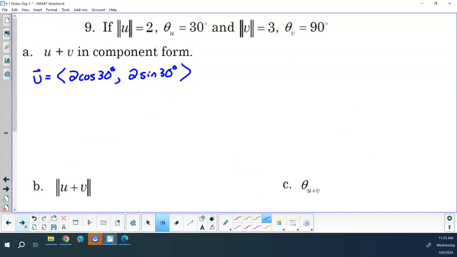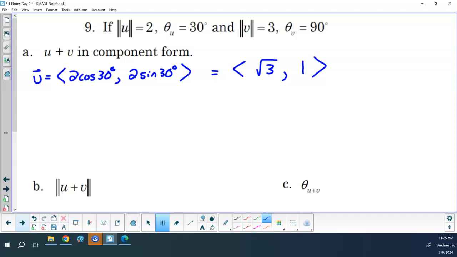Okay? Cosine at 30 degrees. I mean, exact. You should know this. It's on the unit circle. Square root of 3 over 2, times 2, is square root of 3. Sine at 30 degrees: 1/2 times 2 is 1. So the component form of vector u is the square root of 3 comma 1.